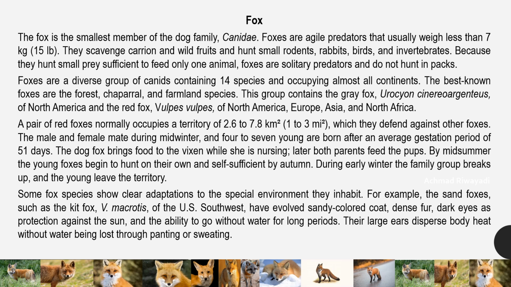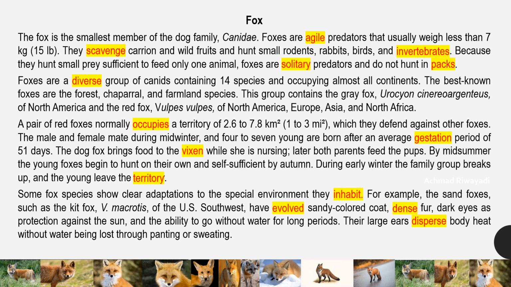They are agile, scavenge, invertebrates, solitary, packed, diverse, occupies, gestation, fiction, territory, inhabit, evolve, dance, and disperse.